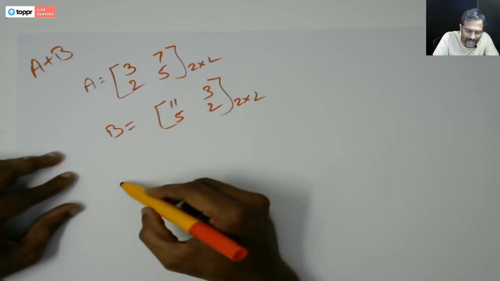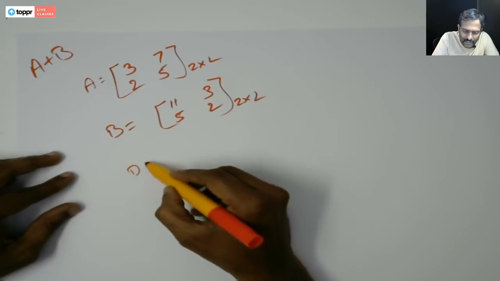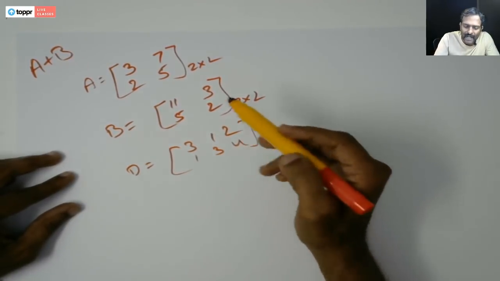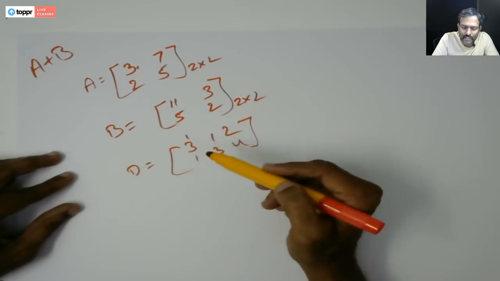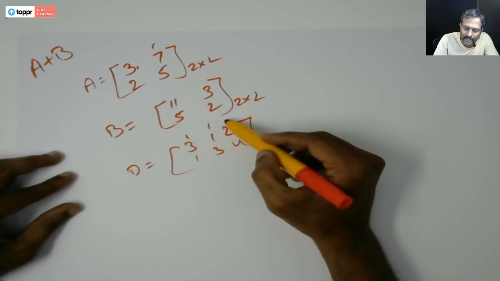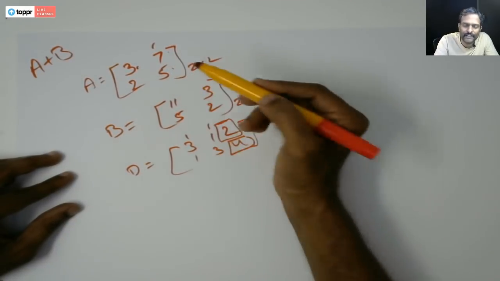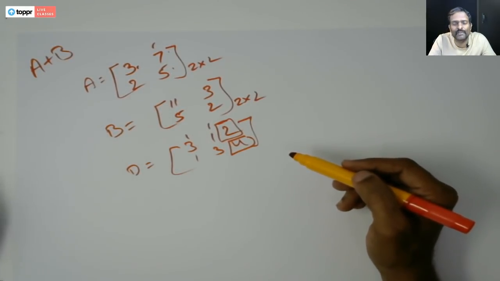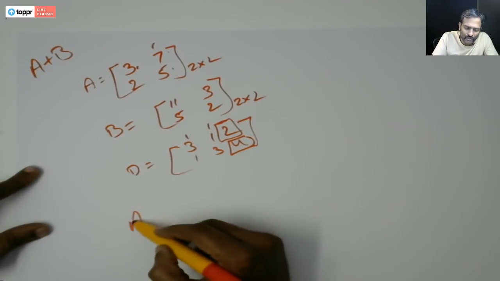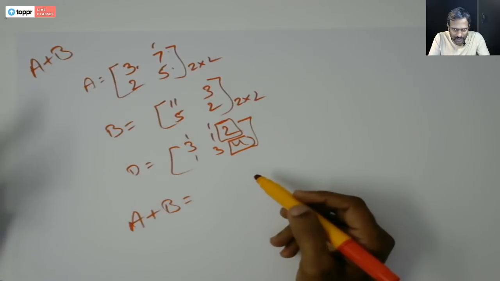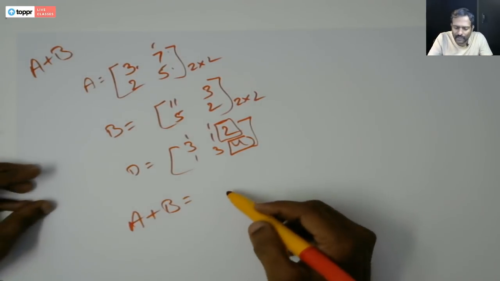Suppose I want to add A and D. So D is a matrix like 3, 1, 2, 1, 3, 4. I can add 3 to 3, 7 to 7, but I cannot add this 2 to anything here, and I cannot add this 4 to anything here. So that addition is not possible in this case, right? So when is it possible? When the orders are equal. If the orders are equal, that is, the rows and columns are equal, then you can add.